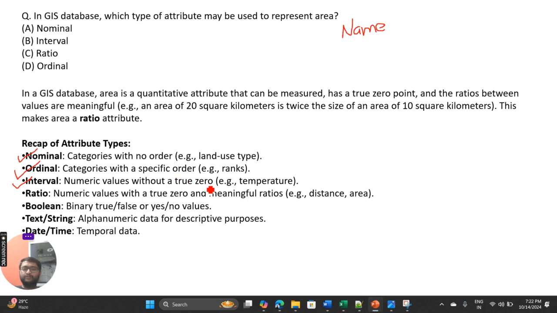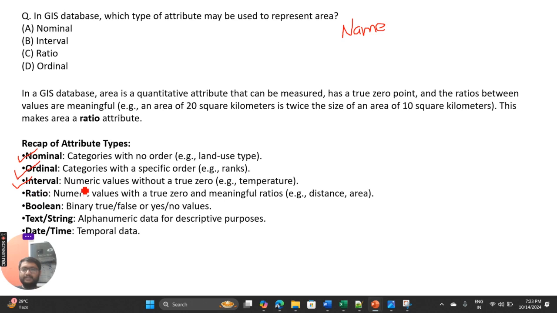Here, without a true zero means, if you consider the area of the lake, the area cannot be zero. Every time you will get some area. If you are specifying length, every time you will get some length. Can you define a feature with zero length or zero area in GIS? A point, but then a point does not have length and area parameters. So the information which is without a true zero is known as an interval.